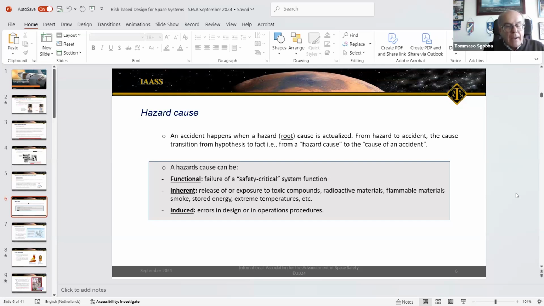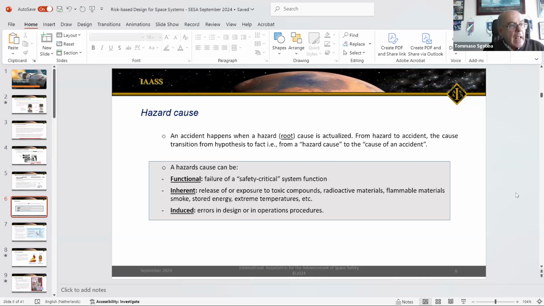So there are various cases in which, let's say, a dangerous element or even extreme temperature, etc., happen. These hazard causes also need to be investigated to identify if there are conditions such that there could be a leaking of toxic compound or that could be flammable materials, etc.